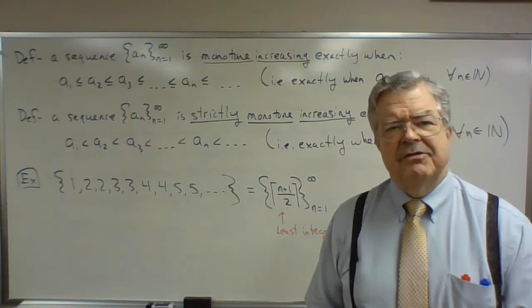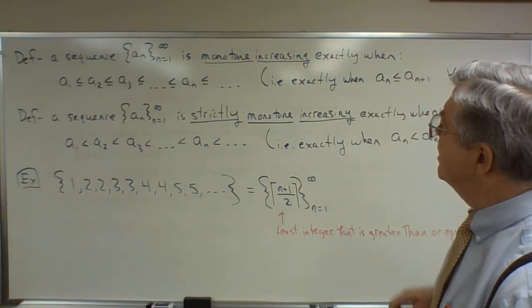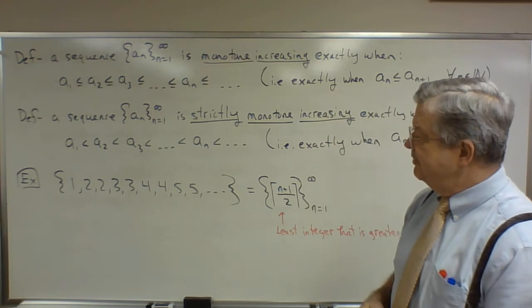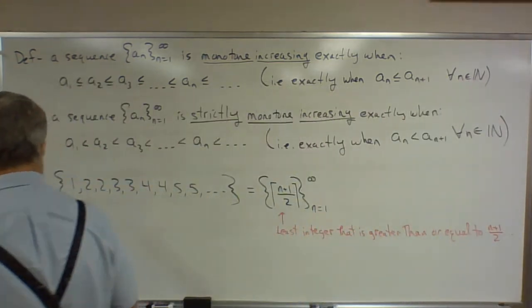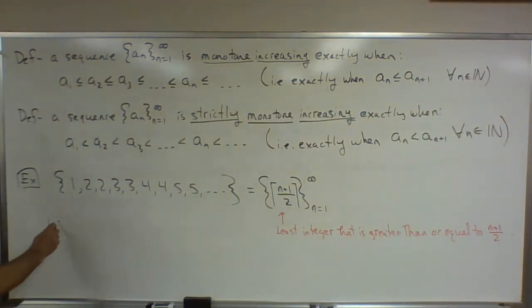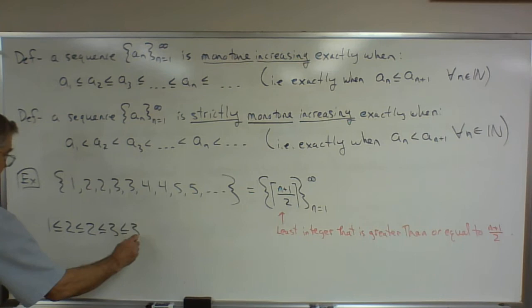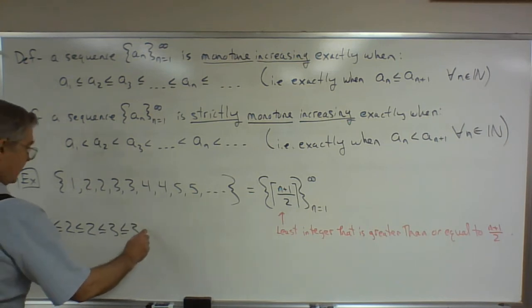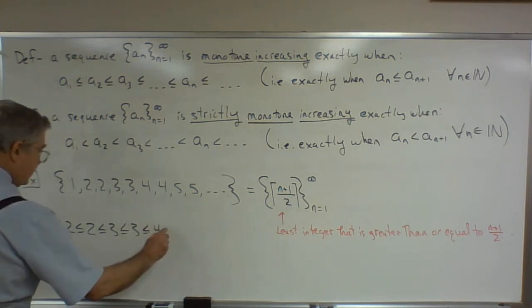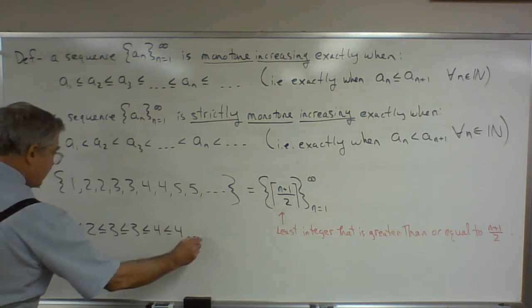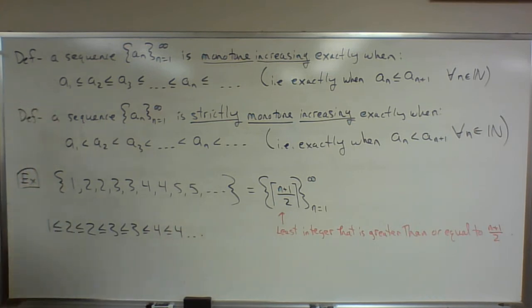Now, is this sequence monotone increasing? Let's see. We have 1 less than or equal to 2, less than or equal to 2, less than or equal to 3, less than or equal to 3, less than or equal to 4, less than or equal to 4, dot, dot, dot. This is monotone increasing.